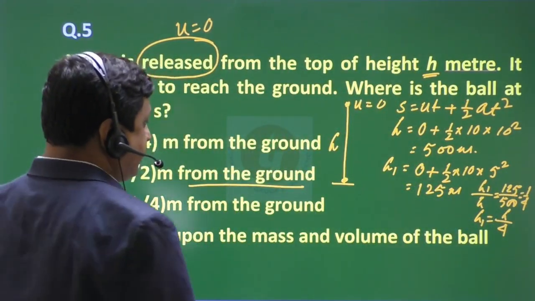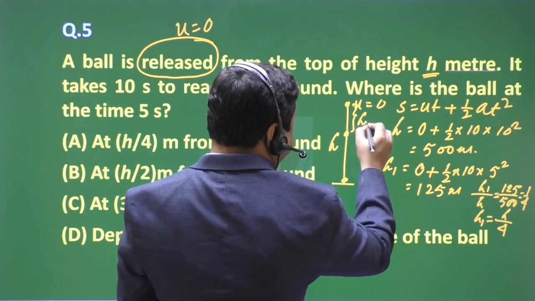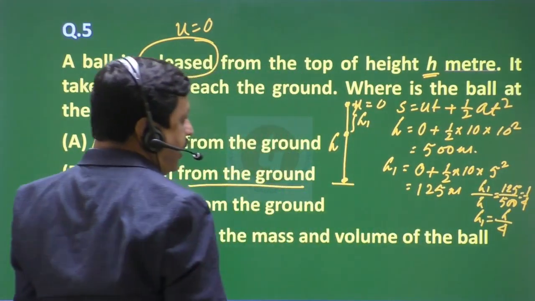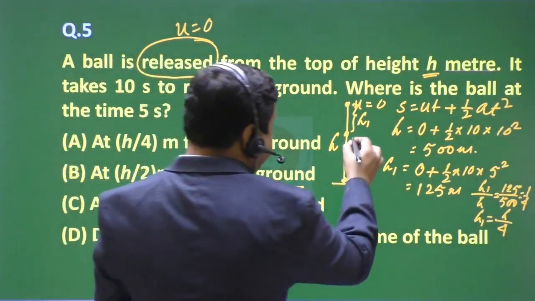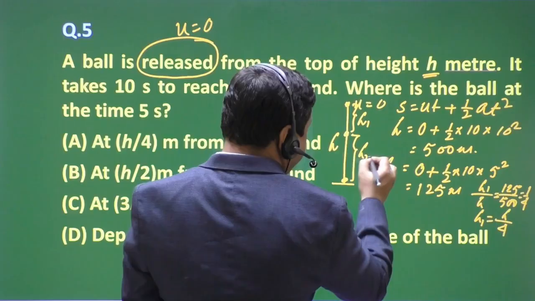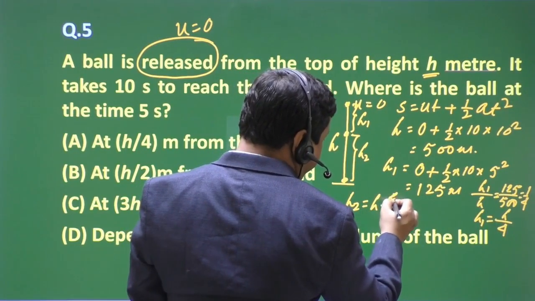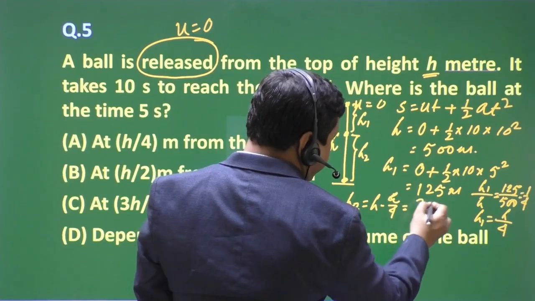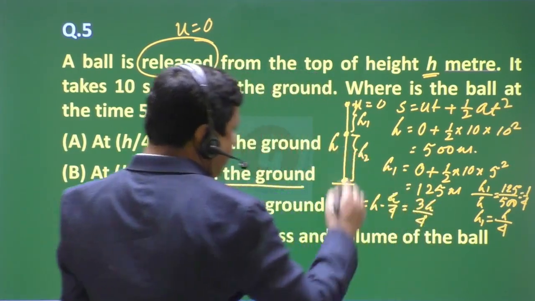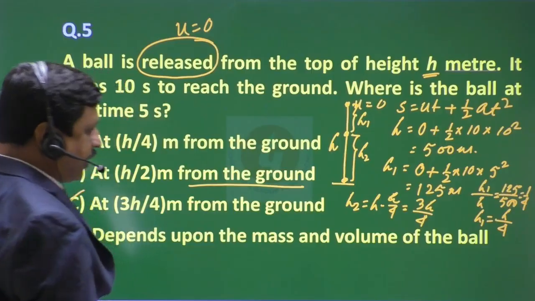You have to say this is H1, this is from the top H1, then what is this height? Say this is H2, so obviously H2 will be H minus H by 4, that means 3H by 4. From the ground it will be at a height of 3H by 4. So option C is correct, at 3H by 4 meter from the ground.